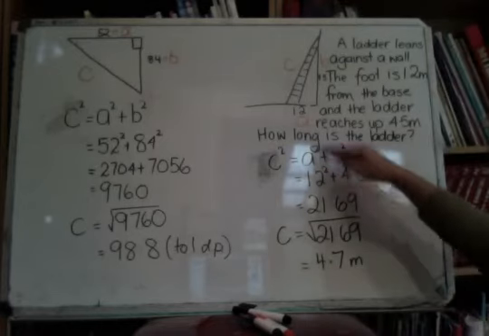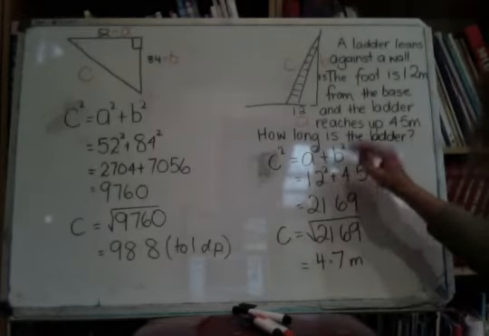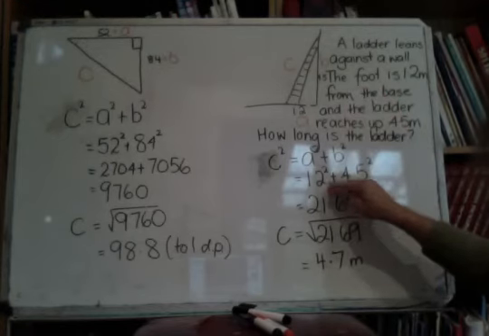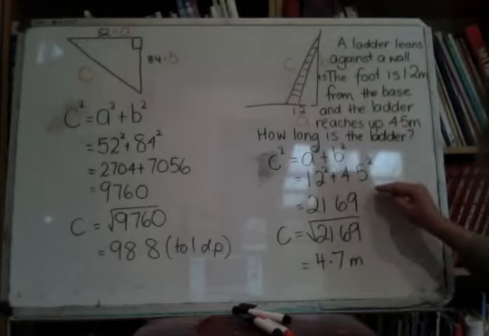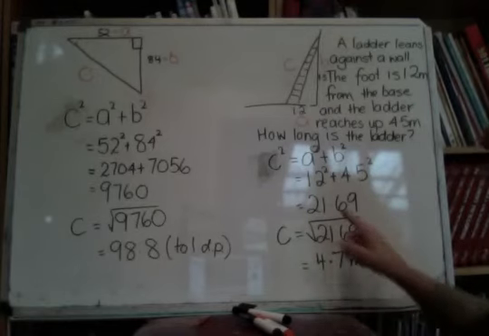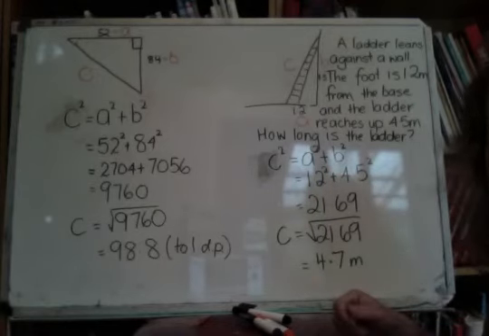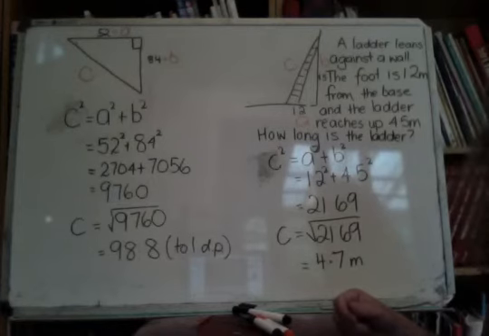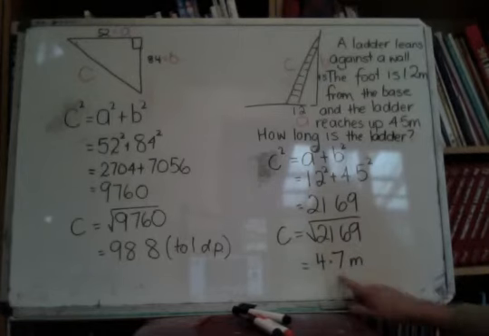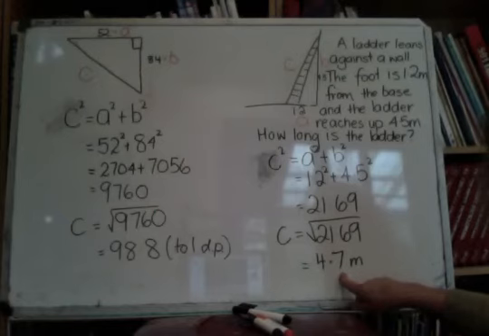Next step, replace A and B with the lengths from my triangle. So in this case, 1.2 squared plus 4.5 squared. Get my calculator and work that out. It gives me 21.69. So the last step now to actually find the side of my triangle, in this case the hypotenuse, is I take the square root of 21.69 and it gives me 4.7 meters.